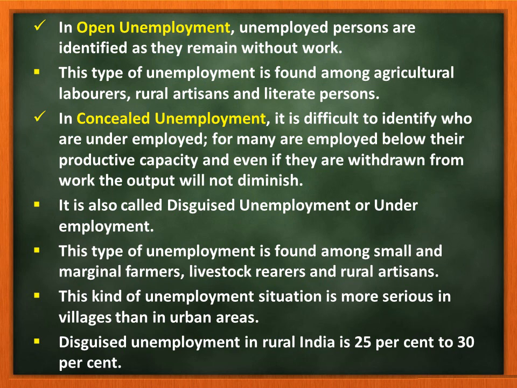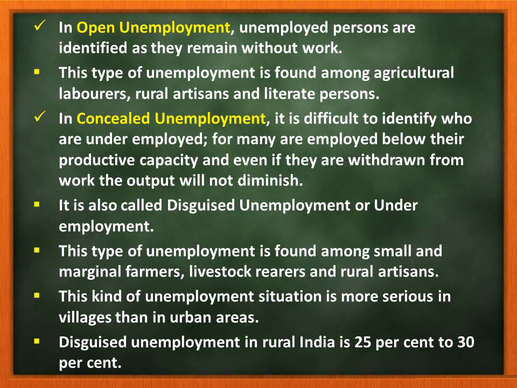It is also called disguised unemployment or underemployment. People are employed more than needed and they in no way help to increase or decrease the productive capacity. This type of unemployment is found among small and marginal farmers, livestock rearers, and rural artisans. This kind of unemployment situation is more serious in villages than in urban areas.